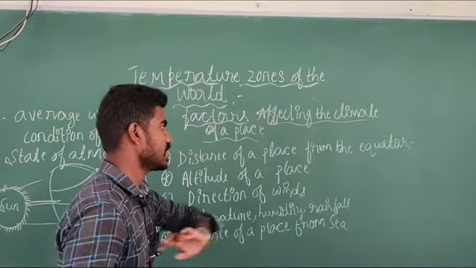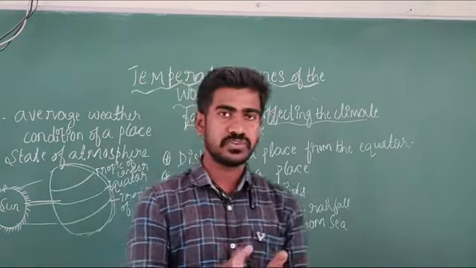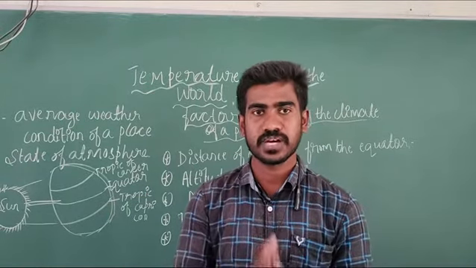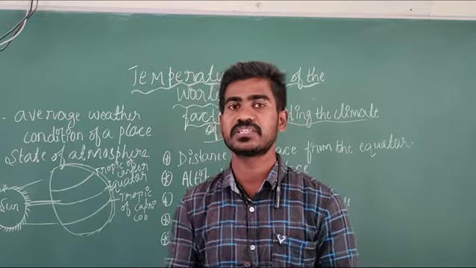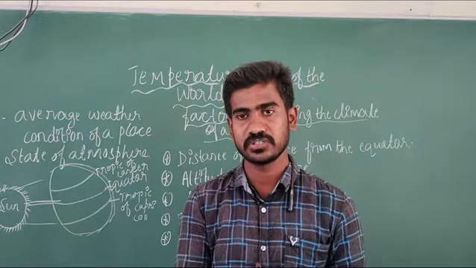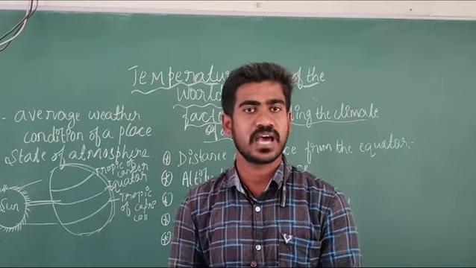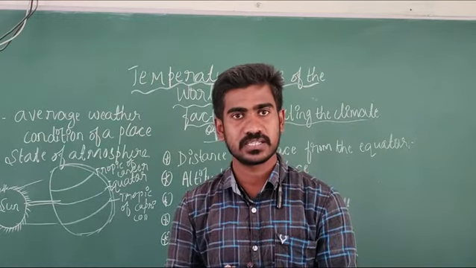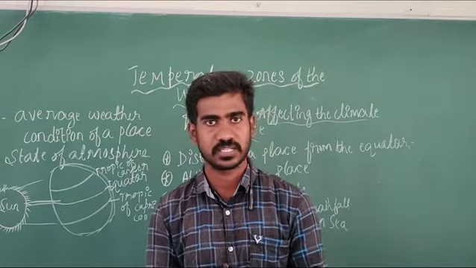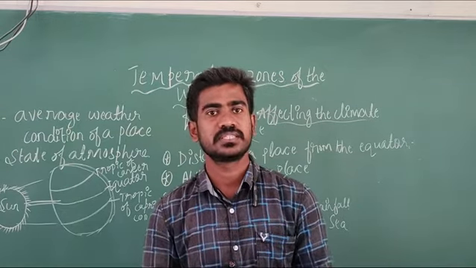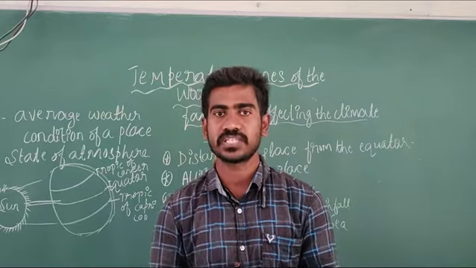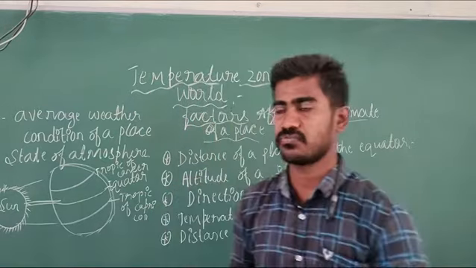So, the distance of a place from the equator. If your place is near to the equator, then you are in a heat zone. If your place is far from the equator, then it is cold. If it is neither far nor near, then it comes under normal. You understood now how the distance from the equator influences the climate of a place. This is the one reason.